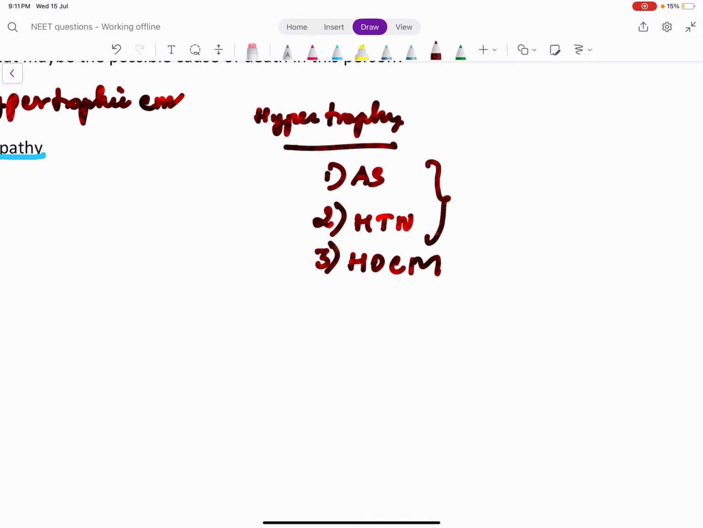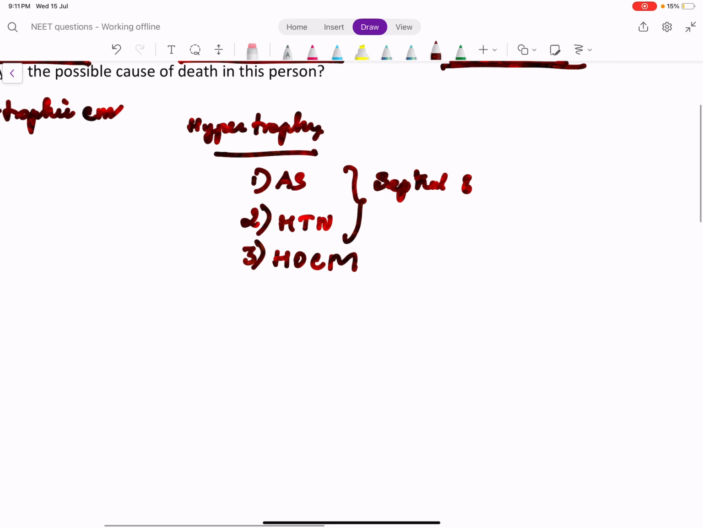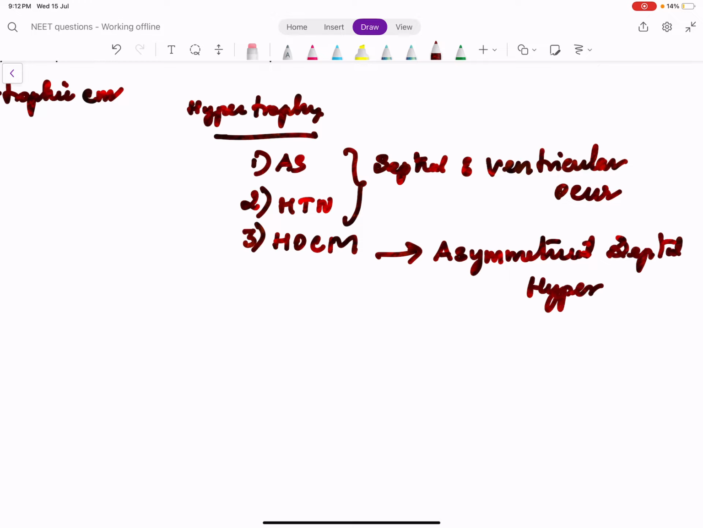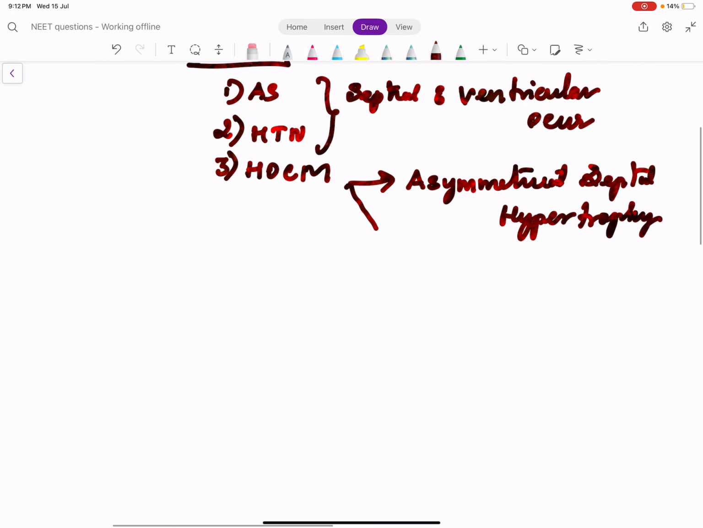In AS and hypertension, the hypertrophy occurs in the septum and the ventricular wall equally. Septal and ventricular hypertrophy both occur equally. Whereas in HOCM there is something called ASH, asymmetrical septal hypertrophy. If you see the echo, the left ventricular wall will not be hypertrophied much, but the septum will be hypertrophied much.